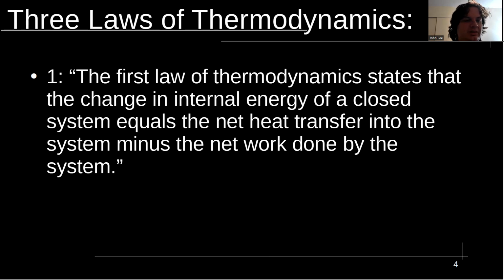But if something does work on the system, so if something compresses the system or smushes the system together so that it's doing work on the system and causing a smaller volume, then that means that it's going to gain energy, and if there's heat transferred into the system, that also means that it gains energy.